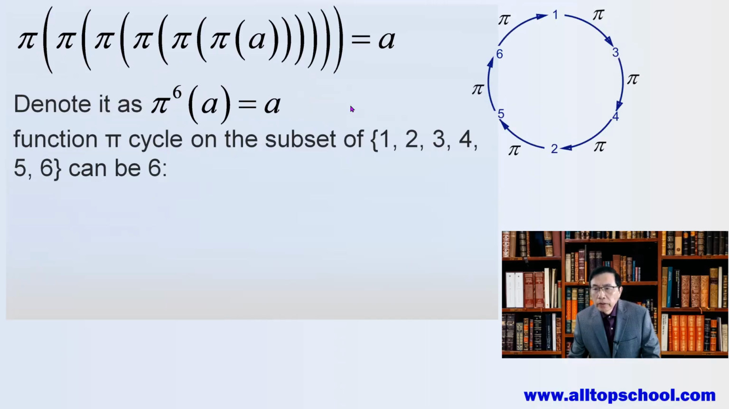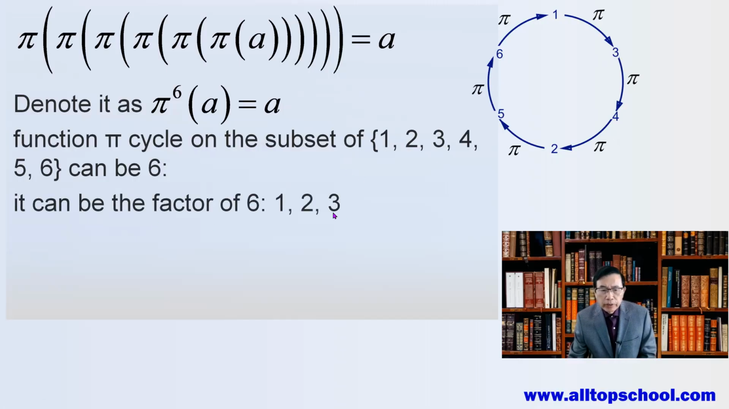Here is an example of a cycle: 1 maps to 3, 3 maps to 4, 4 maps to 2, 2 maps to 5, 5 maps to 6, and 6 maps to 1. So eventually 1 maps to itself. We can start with 2: 2 maps to 5, 5 maps to 6, 6 maps to 1, 1 maps to 3, 3 maps to 4, 4 maps to 2. So eventually it comes back to 2 after 6 mappings. This is a cycle of 6, coming back to itself after every element is visited.